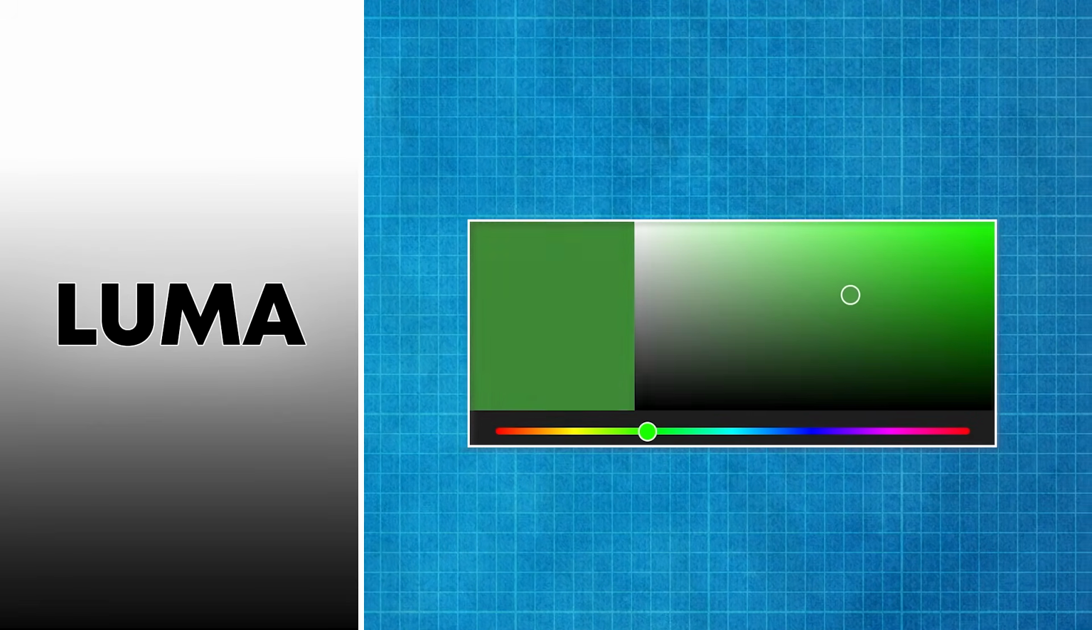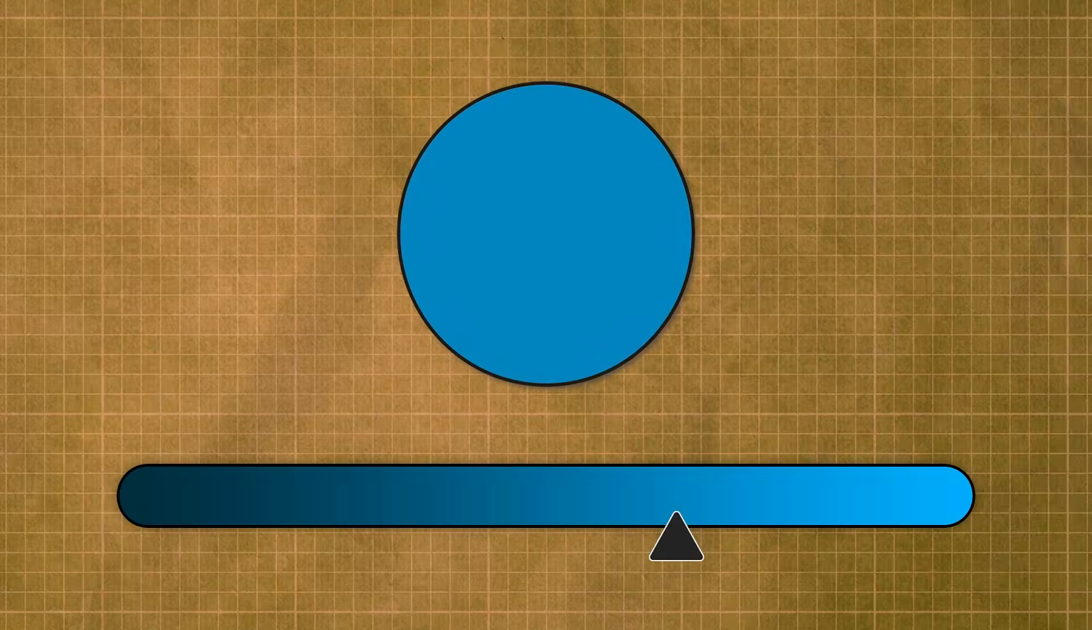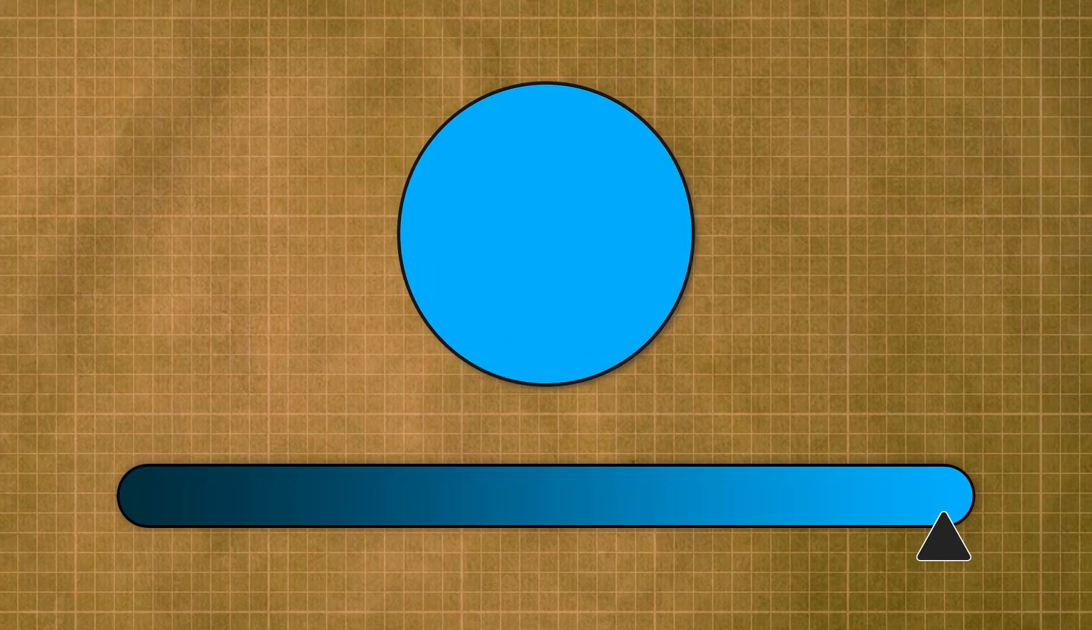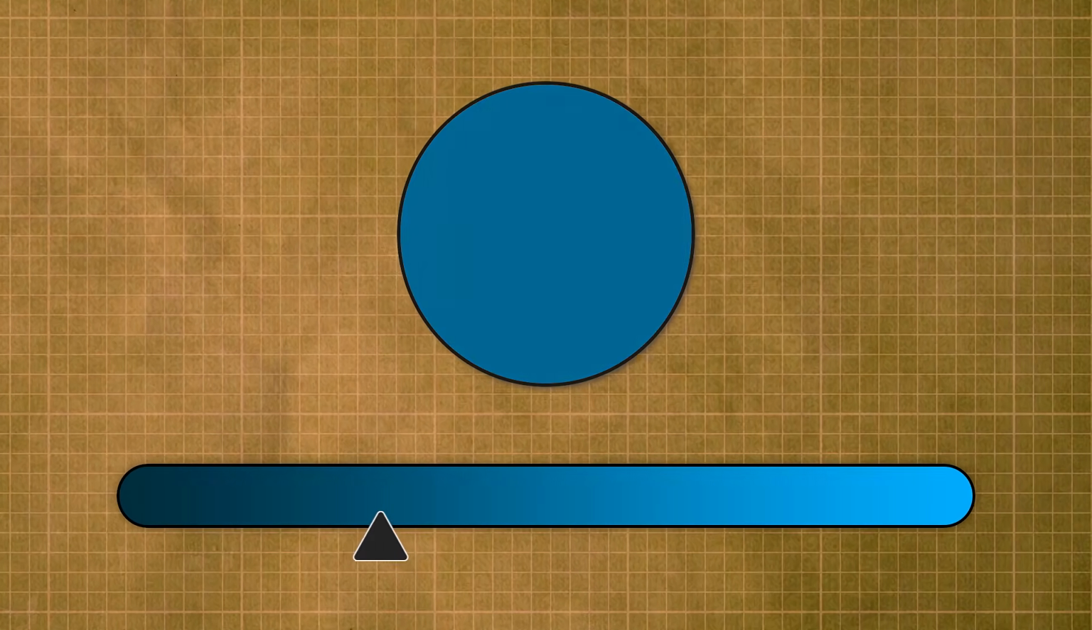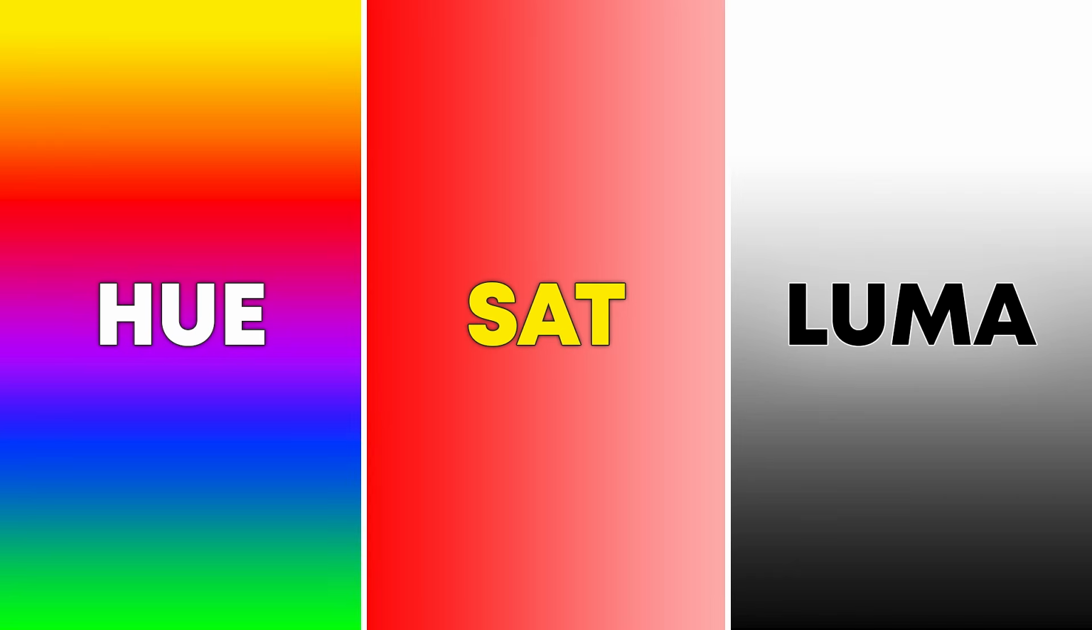Luma is the brightness of a color. Now let's take a shade of blue and boost the luma, and now let's lower it. These three components can all play a massive role in how color makes us feel.